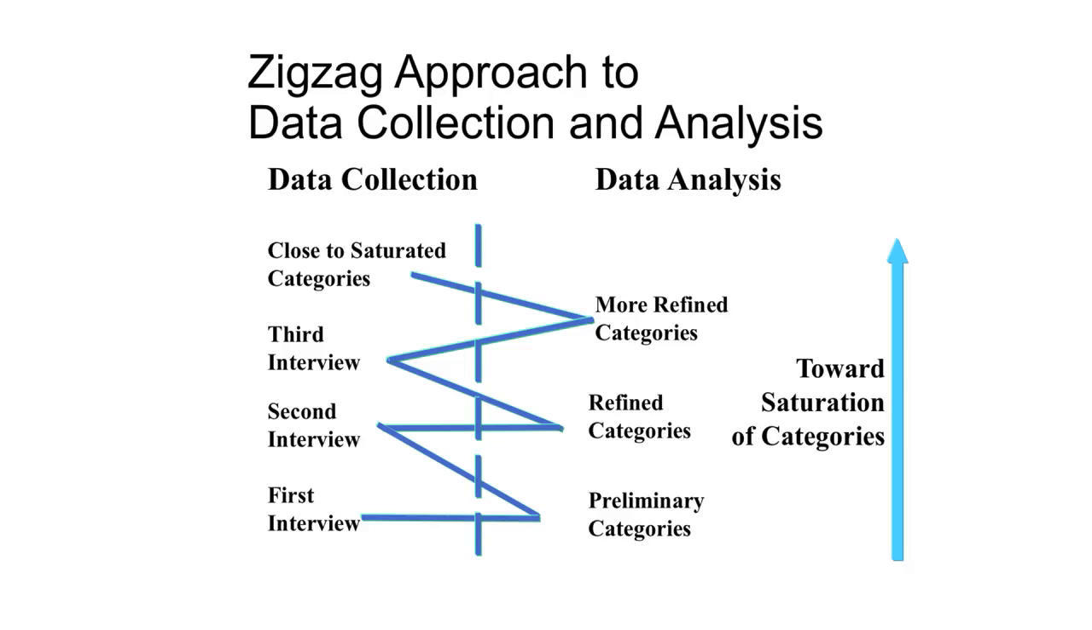Saturation is when you realize you could do interview after interview after interview more, or observation after observation after observation more, and you're really not going to get anything more informative. You're not going to get more categories or more refinement of categories. Your data are full.